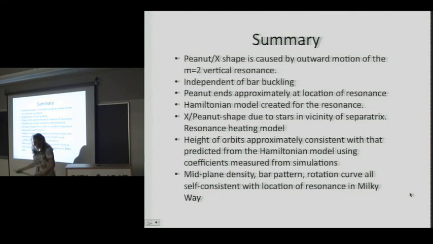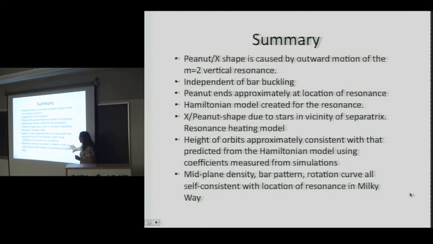The peanut shape, I think, is caused by this outward motion of the resonance. It doesn't matter about the bar buckling, although the location of the resonance does depend on what heated up the disk. The Hamiltonian model lets you predict where the resonance is, how high the orbits are, and the shapes of the orbits in the resonance. It's a heating model. As the resonance moves out, the stars are lifted, and the stars in those X's are all in the same energy and momentum region, so they have very similar values.